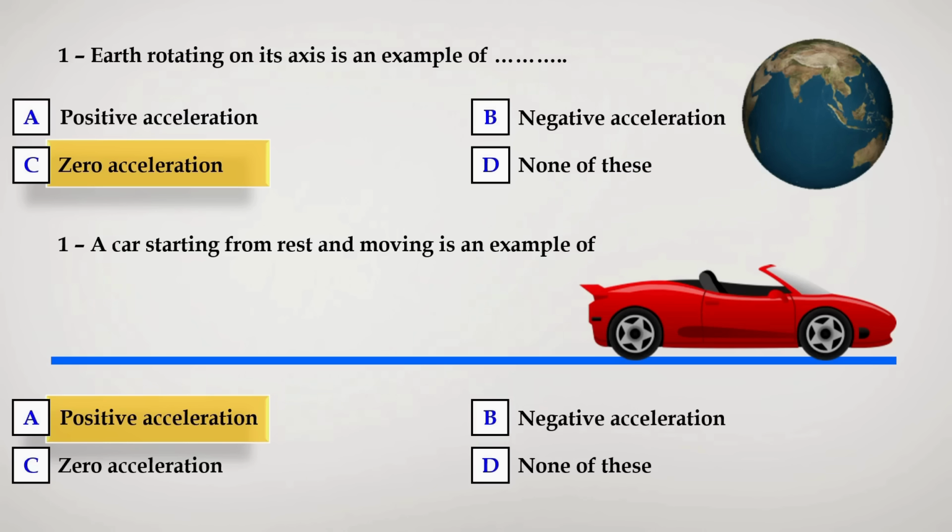To summarize, motion with constant velocity gives zero acceleration, and motion where velocity increases gives positive acceleration. Let us understand these questions one by one.